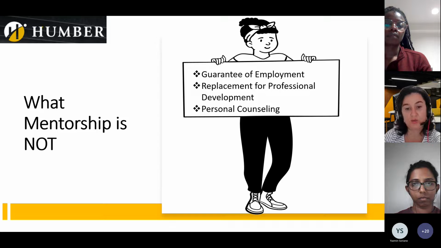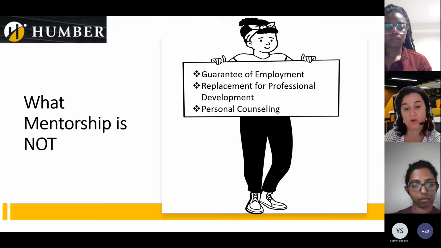While it can lead to a potential job interview through networking or shared information by your mentor, it does not assure employment. However, both parties may develop competencies and skills that improve overall career development, which may lead to greater employment opportunities for the mentee. It is not a replacement for professional development. It's more like coaching.